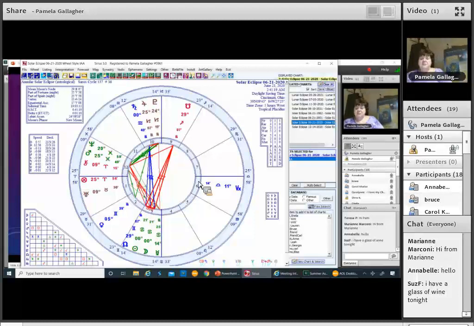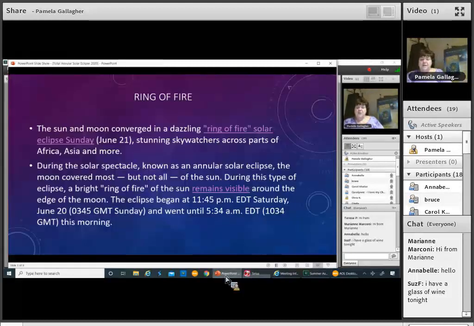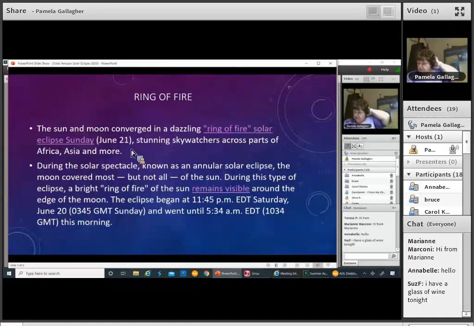Therefore, we couldn't see it. Okay? But guess who could see it? And that's the whole point. Africa, Asia is where this is eclipsed now. Remember, the eclipses from historical times, 6 months in, 6 months out, or high peak, right? So, during the solar spectacle known as an annular solar eclipse, the moon covered most but not all of the sun. This type of eclipse depends on the distance of the moon from the sun and their angle.